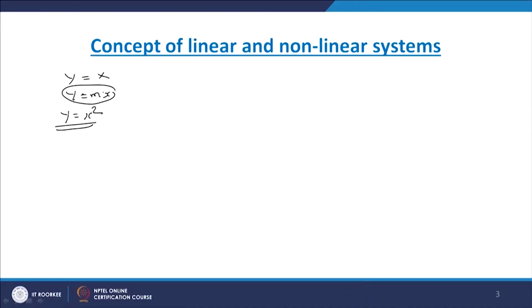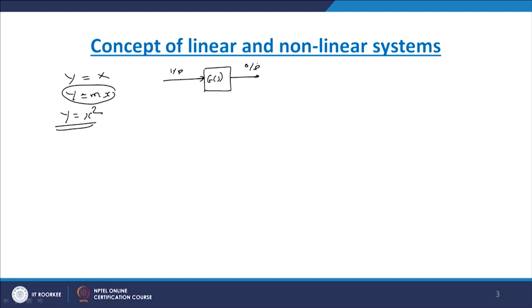Now, what is the basic difference between the linear and nonlinear system? The first important point is that the homogeneity principle and superposition principle are not applicable in the case of a nonlinear system, whereas they are applicable in the case of a linear system. Just see it. Suppose I have taken a plant g of s. Here is the input and here is the output.